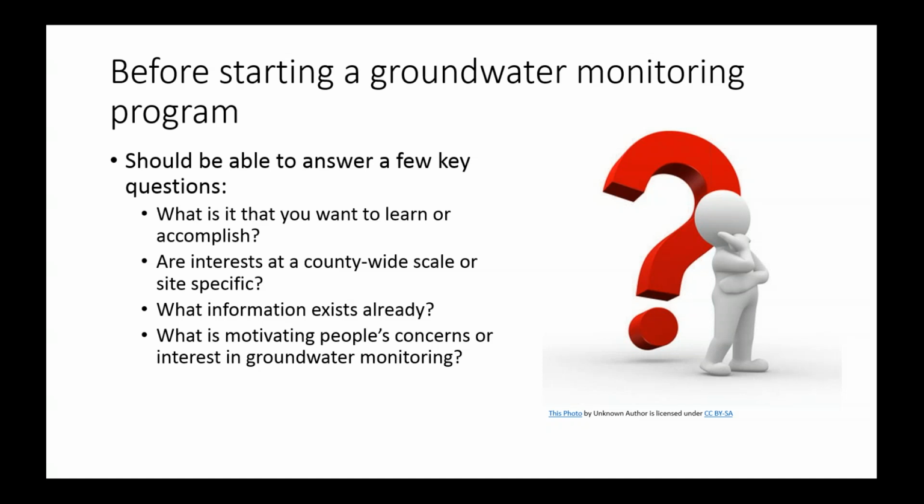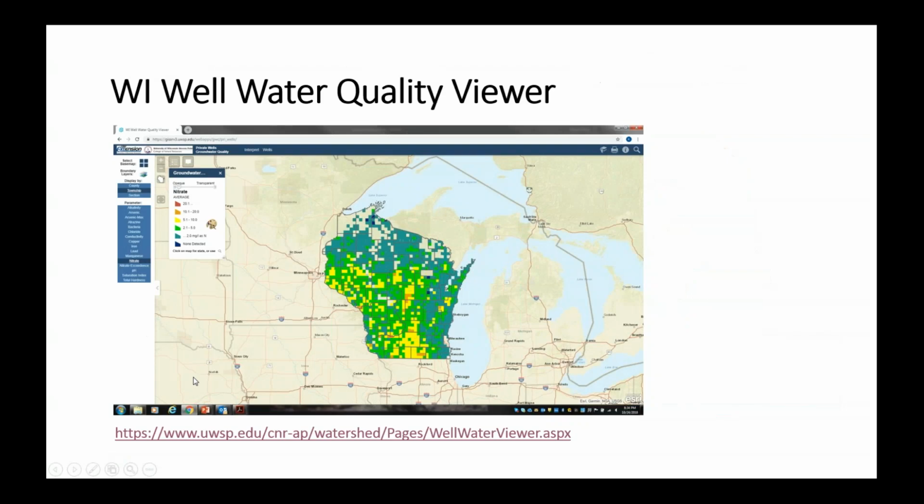Maybe there is great baseline data available that people are currently unaware of that could be tapped to really propel a groundwater monitoring program forward. And then the other question is, what is motivating people's concerns or interest? And there too, sometimes there's a local issue that's really motivating people's concerns, and one strategy is not maybe going to get you the answers you want if your question is very specific.